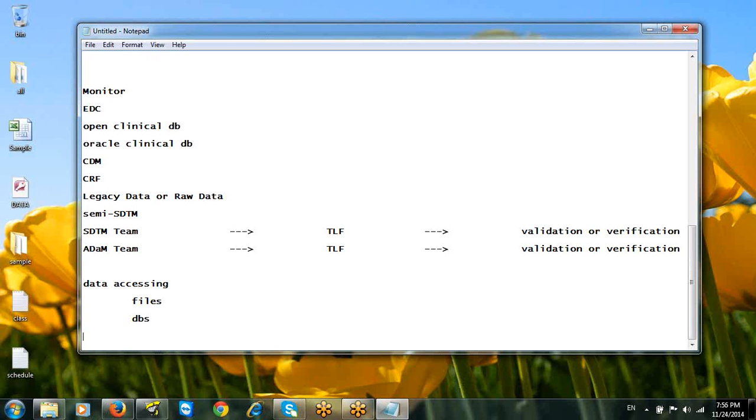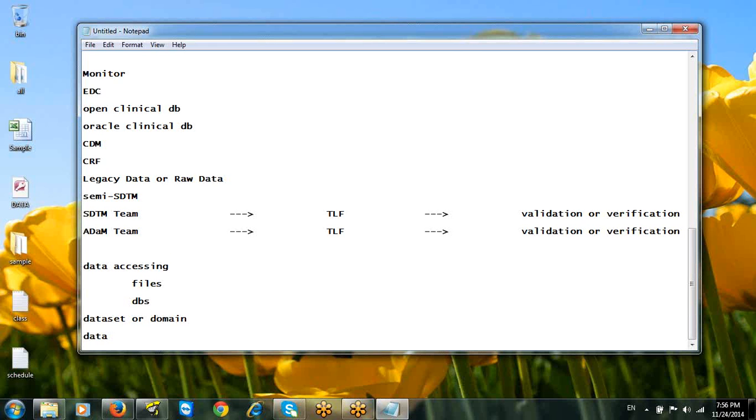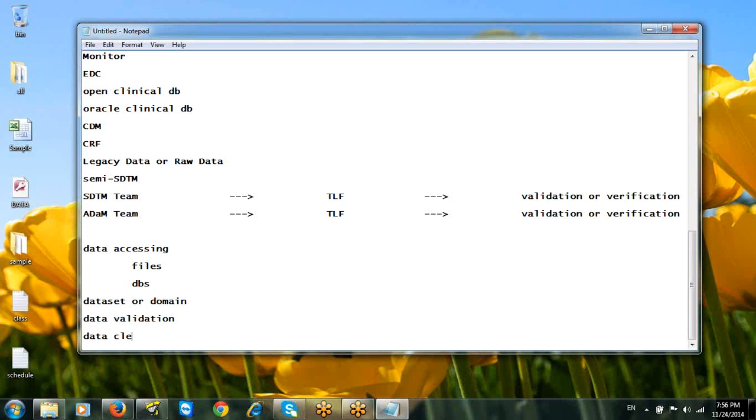We know that in SAS we have different techniques to get the data from Excel as well as Access. Once we get the data, we will call it a data set, or we will call it a domain. Data set is normal SAS terminology, but domain is clinical terminology. As I said, we have different tables like demographic, adverse event, medical history, laboratory, etc. And here we will do validation and cleansing.